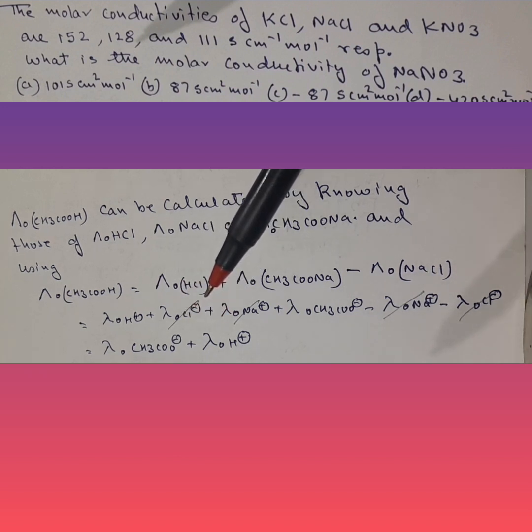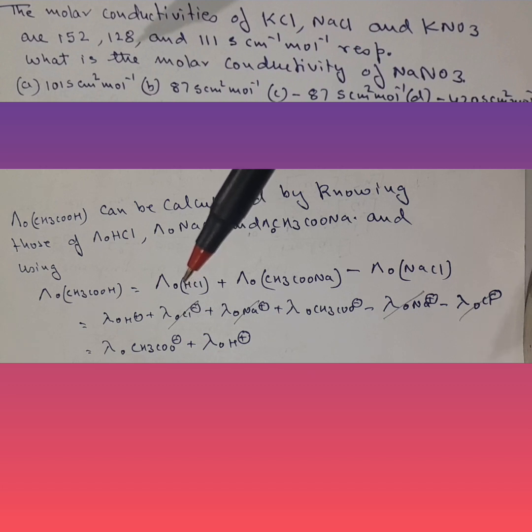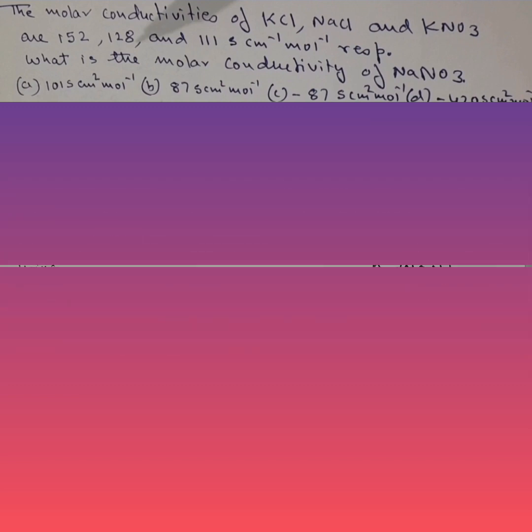Here we find the molar conductivity at infinite dilution for an unknown salt. The molar conductivity of NaNO3 is to be found from the molar conductivities of KCl, NaCl and KNO3, which are provided, using Kohlrausch methodology. How? Let's check it out.